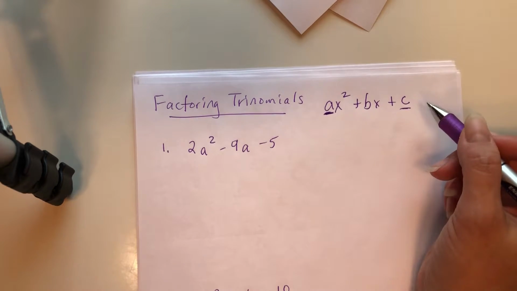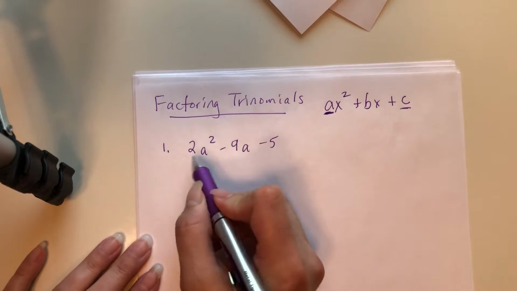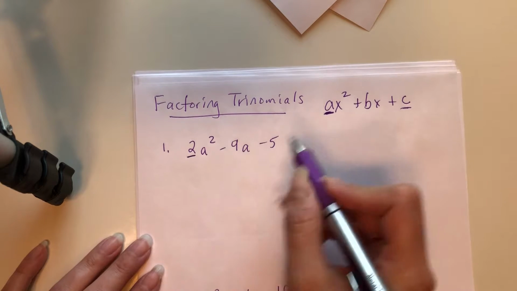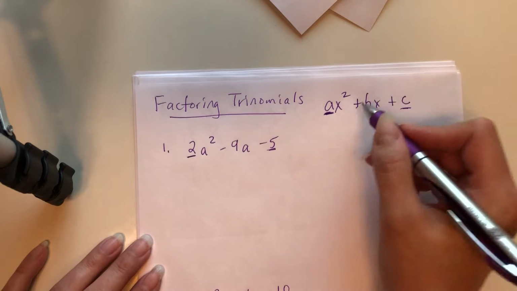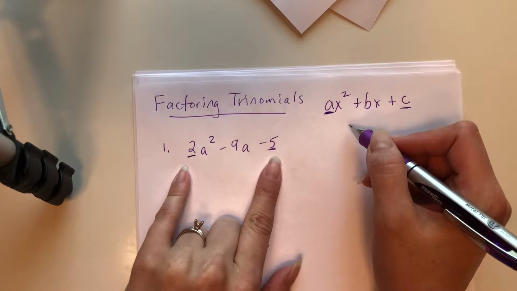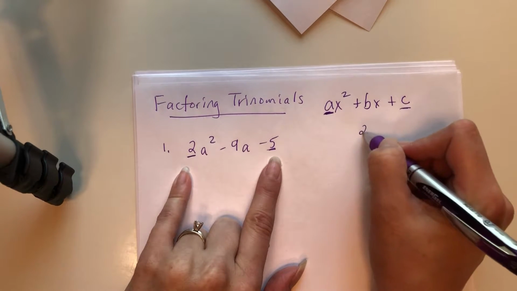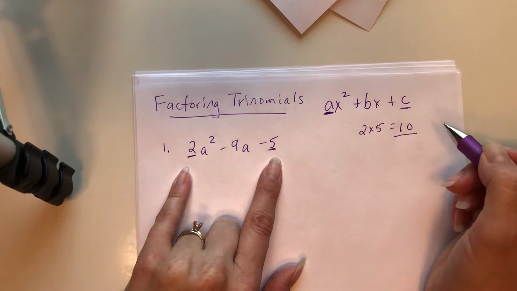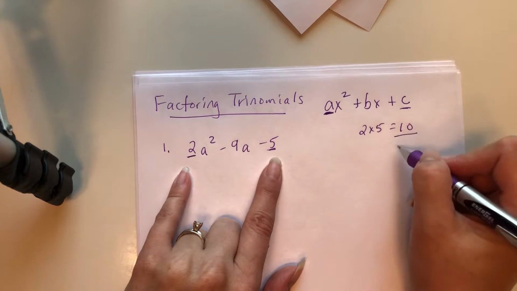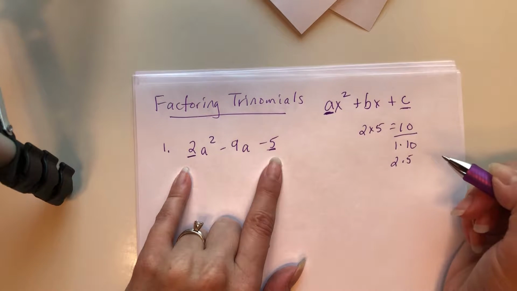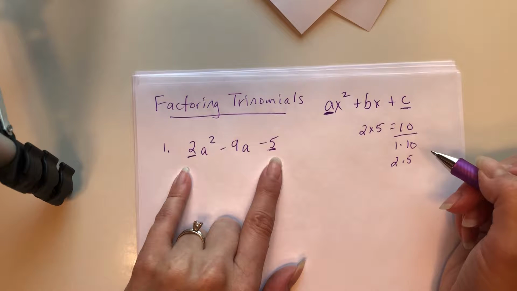a times c. So in example 1, 2 is the coefficient on the a squared and c is the constant. So 5 is the constant. So really -5, but for our purposes right now, we're just going to concentrate on the numbers. So 2 times 5 is 10. And then we're going to look at all the pairs of numbers that we can multiply together to give us 10. So we could do 1 times 10, we could do 2 times 5. Those are the only options we have.